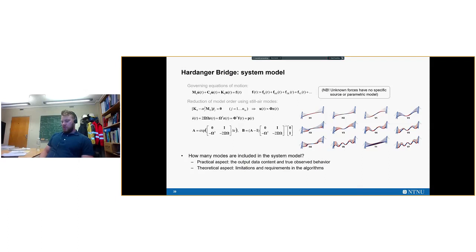So an important question for this system is how many modes should we include in the system model? And there are two aspects of this. The theoretical aspect is the limitations in the algorithms, which are limitations that can be formulated in a mathematical form. And there are also the practical aspects. The model that we have should be able to describe the observed behavior. So all the modes that occur in reality should be included in the model.